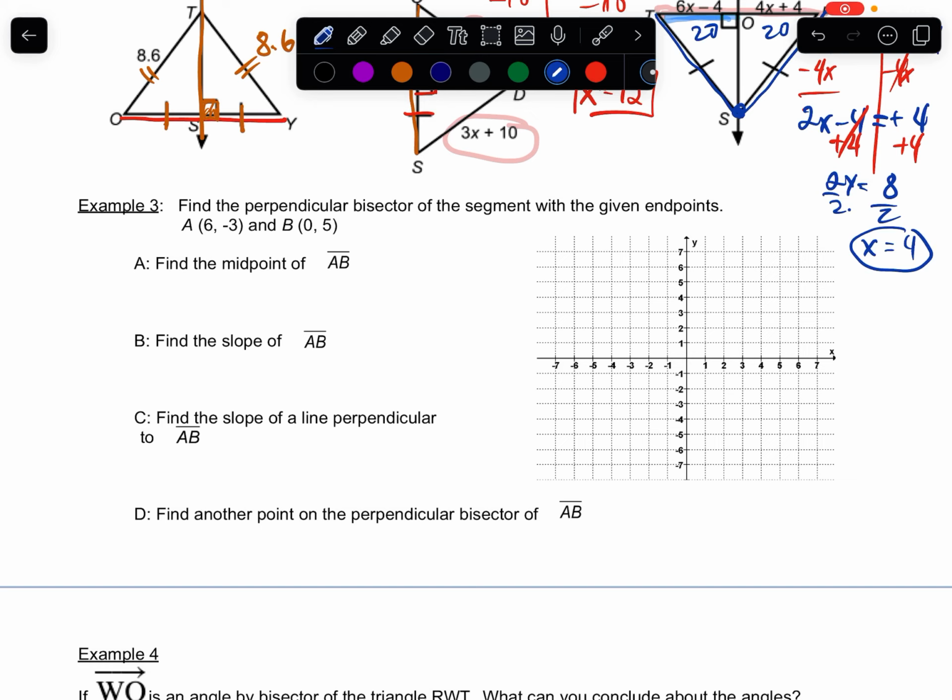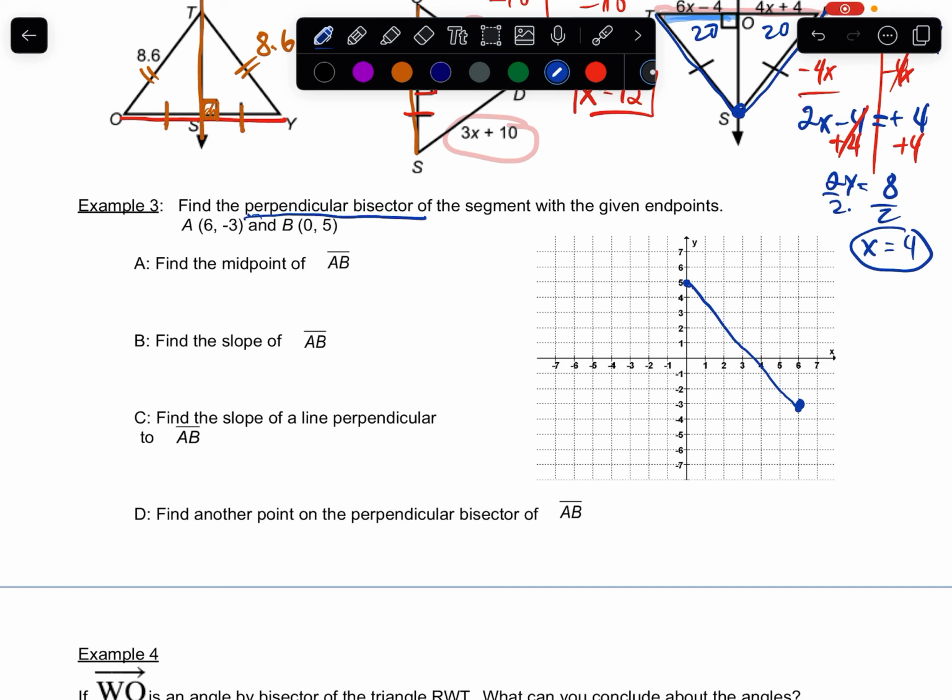Now let's go over here. So we are going to find the perpendicular bisector. Perpendicular is our key word here, of the segment with the given endpoints 6, negative 3 and 0, 5. Let's go look for that. 6, negative 3 is right here, and 0, 5 is here. X is 0, y is 5. So this is my segment from here to here.